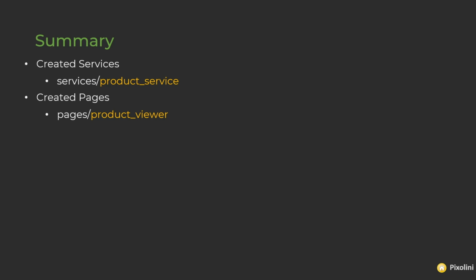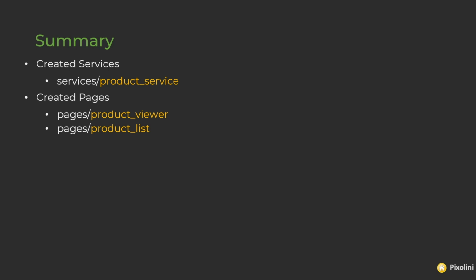Let's get a summary of what you've done. You created a product service, which calls the RESTful API calls, returning back a JSON format, and use the product model to convert it into a more readable format. You created the product viewer page, which uses the layout builder to return back either phone, tablet, or web, according to the device, the layout.